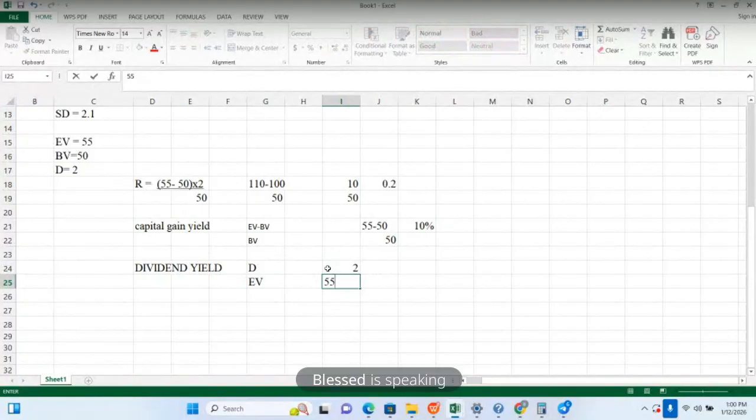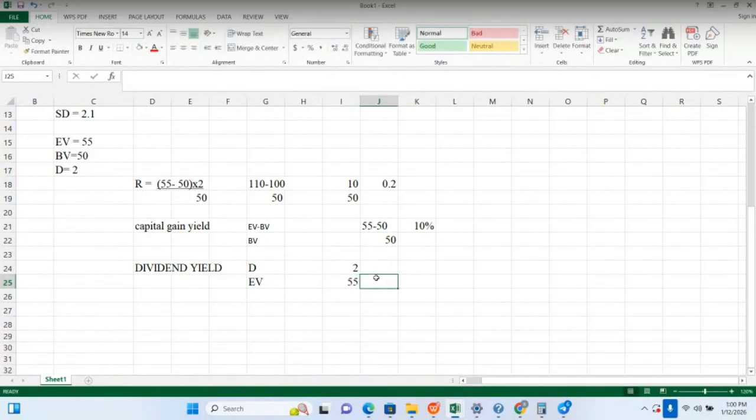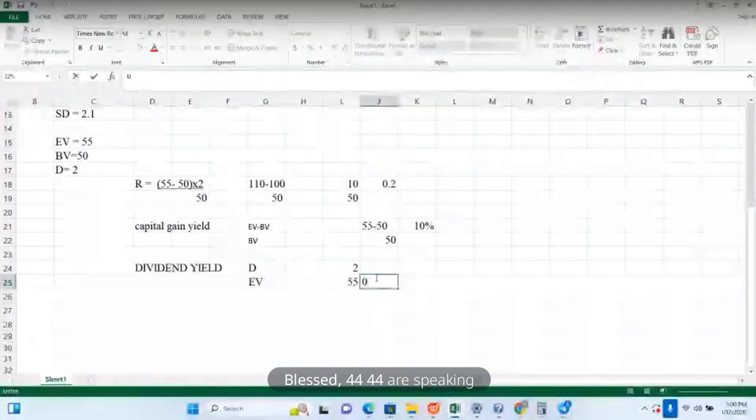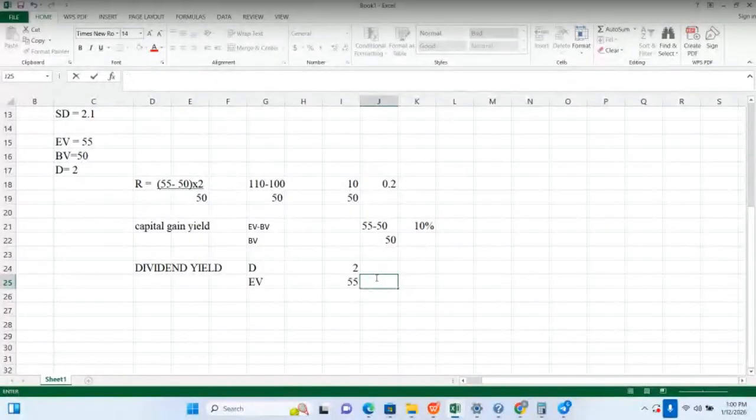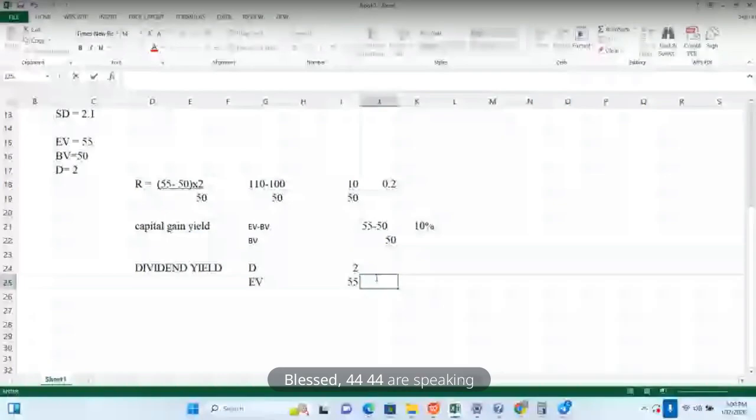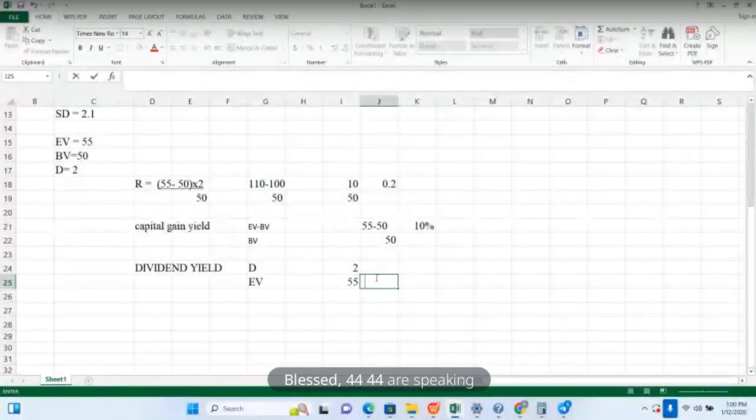So that should give us what? 2 divided by 55. What's the answer? 2 divided by 55, yes. That's 0.036. You can just say 0.4. Can you approximate 0.4, right? Yes, 0.4.